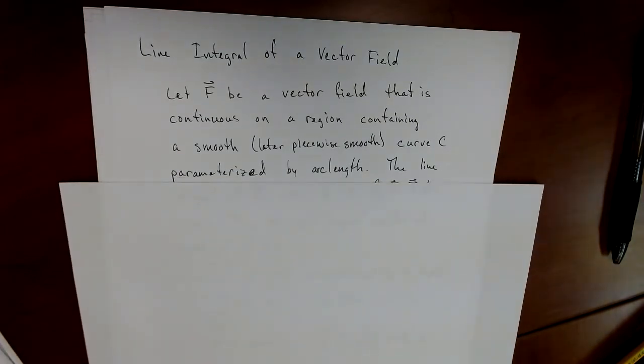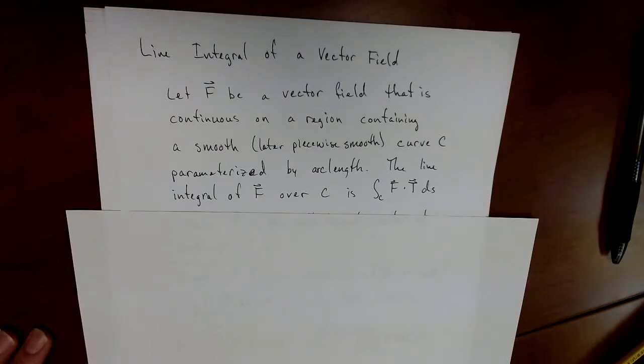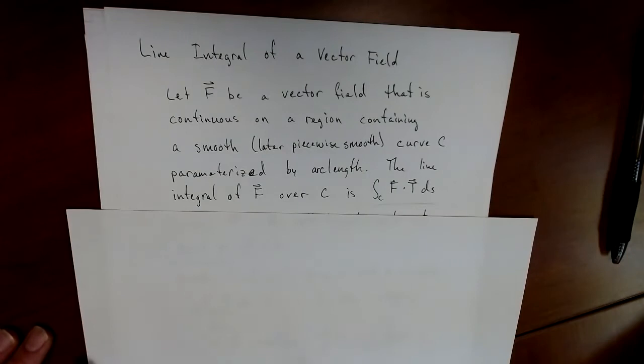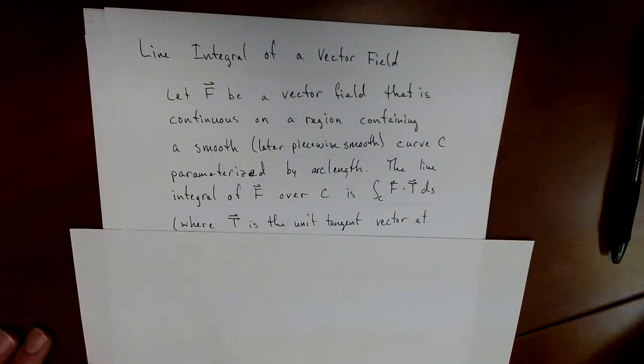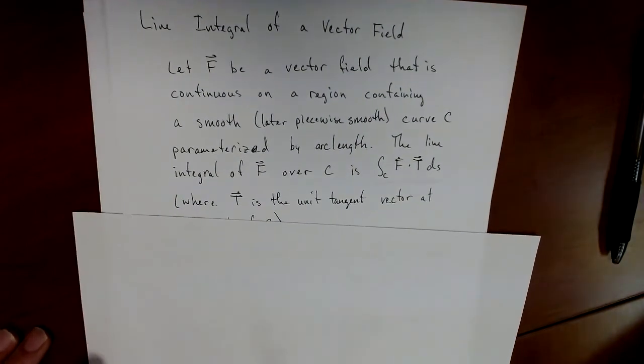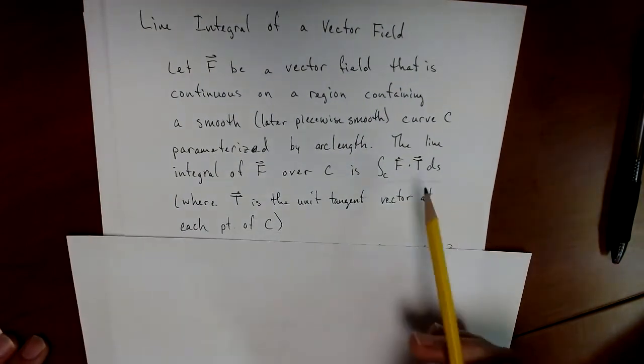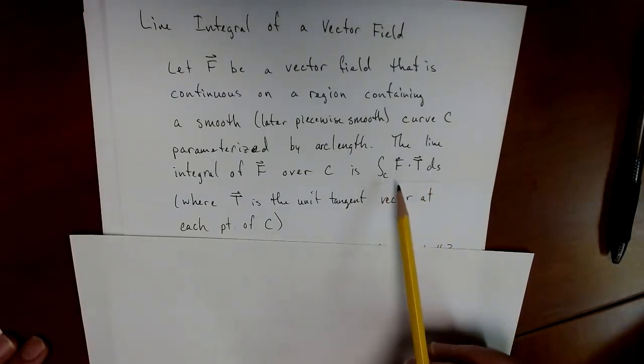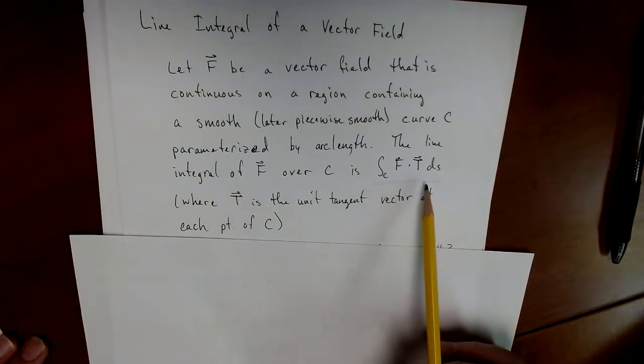And at first anyway, we're going to want the curve to be parameterized by arc length. Most curves are not parameterized by arc length, and so we are going to have a method just like we had before of dealing with that. So then the line integral of our vector field F over C, this is the integral over C of F dot T ds, where T is the unit tangent vector at each point on the curve. So this line integral, and I'm going to say this later, this is the same line integral we'll use for work.